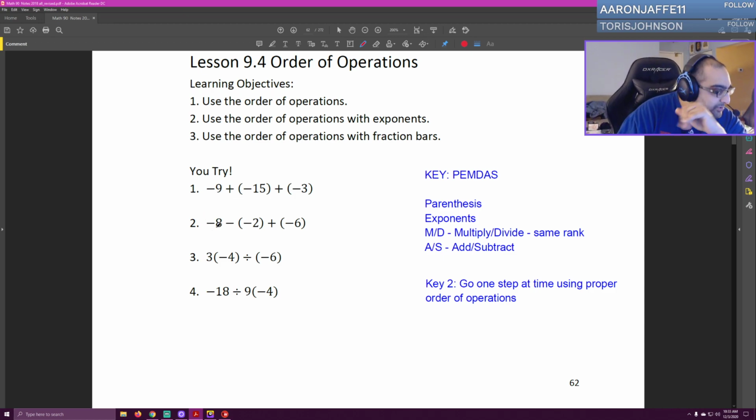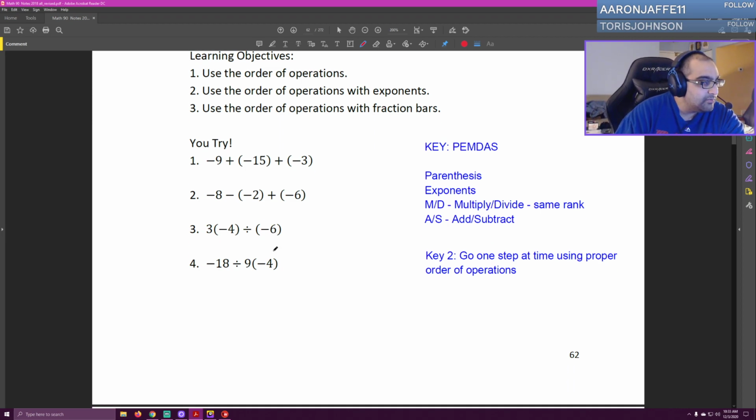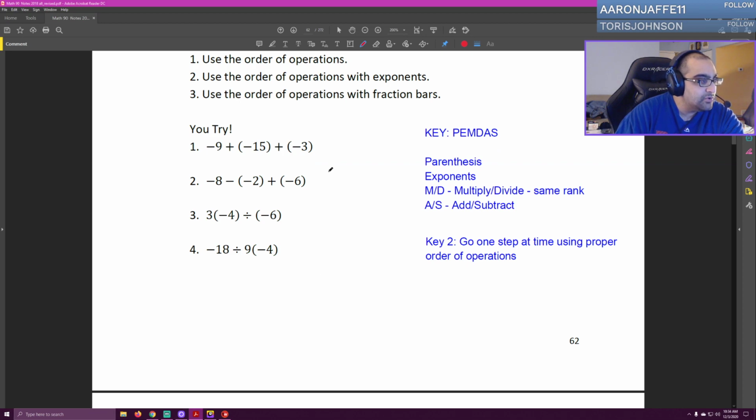Now, I'm not going to skip number 1 here. But let's look at this one. We have -8 minus -2 plus -6. What I'm going to do is focus on -8 minus -2 first, the first thing that I'm going to solve for. Again, I'm just going to go one step at a time to make things less confusing, no matter how many numbers you have. So, -8 minus -2.